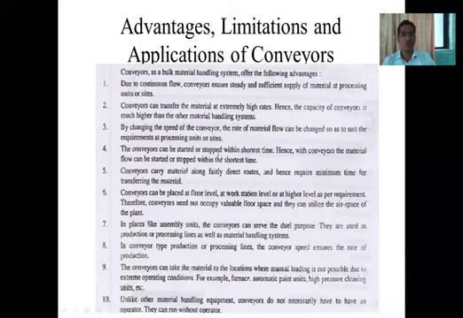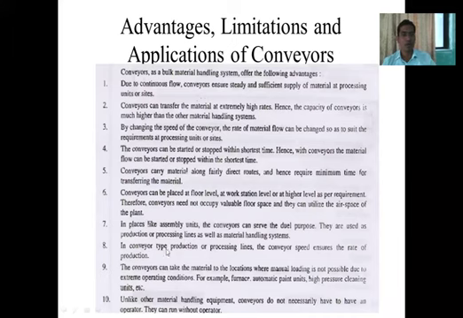Then the conveyors can be started or stopped within the shortest time. Then the conveyors carry the material along fairly direct routes and hence require minimum time for transporting the material. Then the conveyors can be placed at floor level, at workstation level, or at a higher level as per requirement. Therefore, the conveyors need not occupy the valuable floor space and they can utilize the airspace of the plant. Then at places like assembly units, the conveyors can serve a dual purpose. They are used as the production or processing line as well as the material handling system.